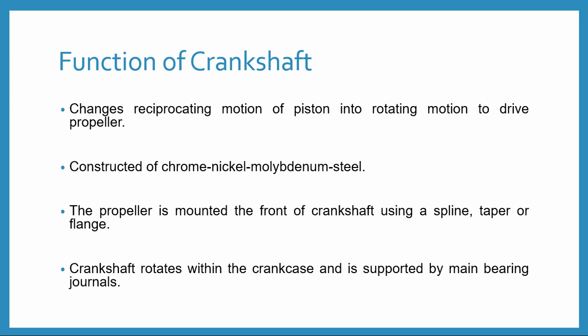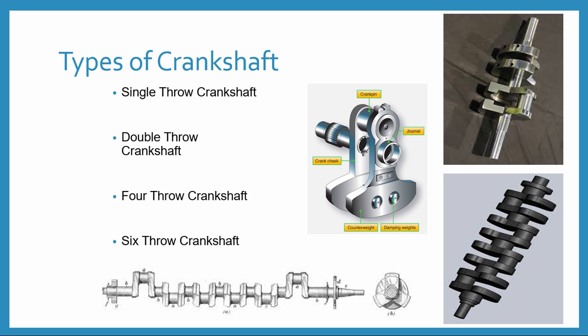So after knowing the function and the material used in the crankshaft, now coming to the types of crankshaft. There are basically 4 types of crankshafts available in the automobile sector. The first one is the single throw crankshaft, the second is the double throw crankshaft, the third is the 4 throw crankshaft, and the fourth is the 6 throw crankshaft.